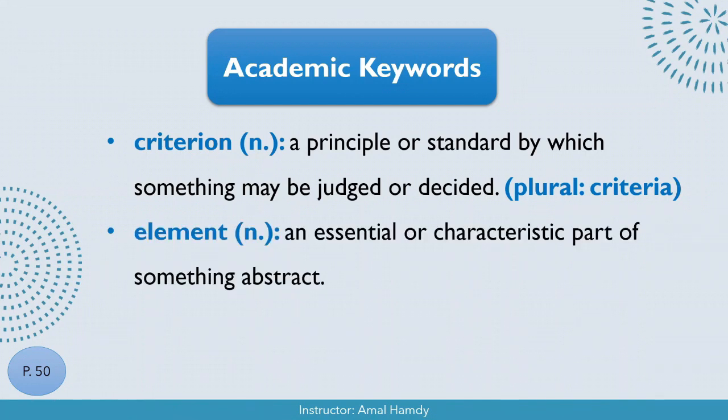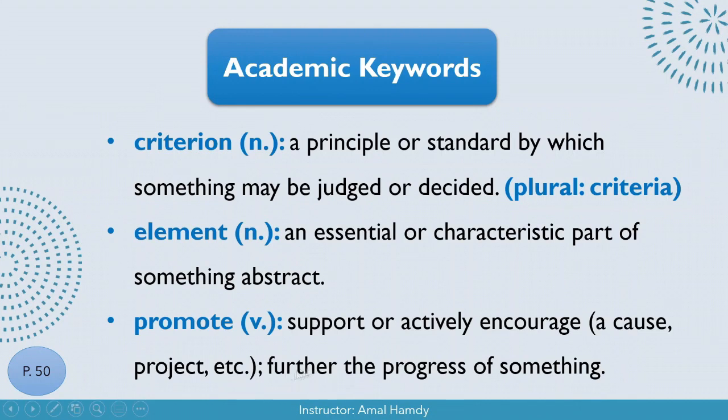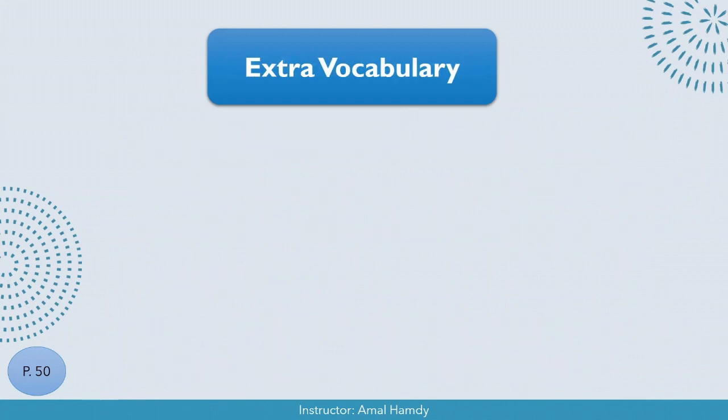And then we have element, which is a noun. I think most of you know it. It's an essential or characteristic part of something abstract. And lastly, we have promote, which is to support or actively encourage a cause, project, and so on, or to further the progress of something. So it's either to support something or to actively further the progress of this thing. I would like to add some extra vocabulary to the academic words.